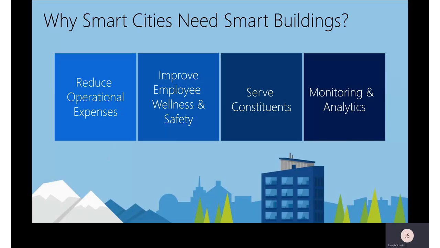One key thing to highlight though is that reducing your expenses and the outcome or the benefit of that is achieved because you have a smart building.